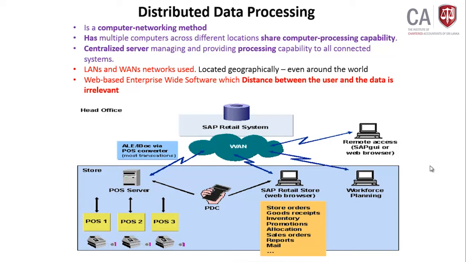Web-based enterprise-wide software, where the distance between the user and the data is irrelevant. So in this distributed data processing, you have to understand the theory behind it. Distance between the user and the data is irrelevant. It doesn't care about where you are located. Geographically you can locate it anywhere. That's a very big advantage that you have in distributed data processing. Data is distributed using this mechanism.